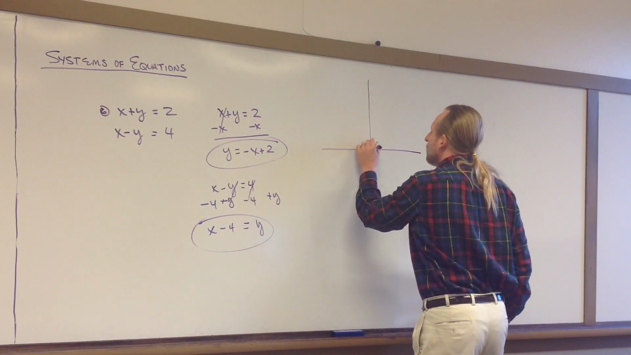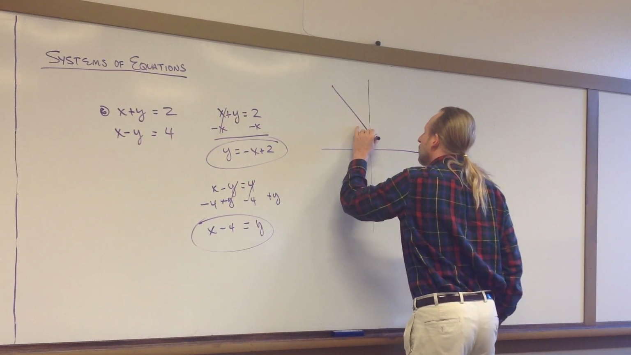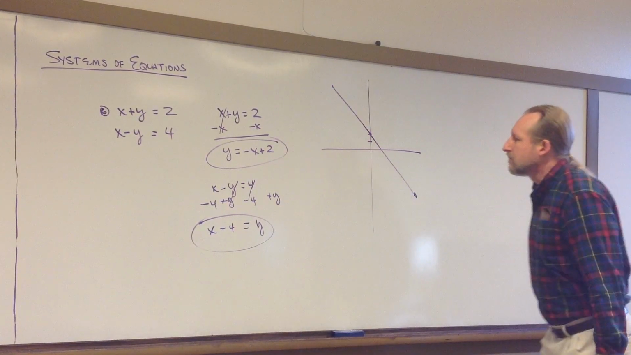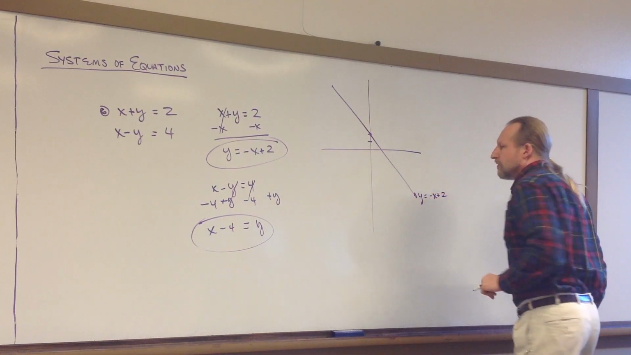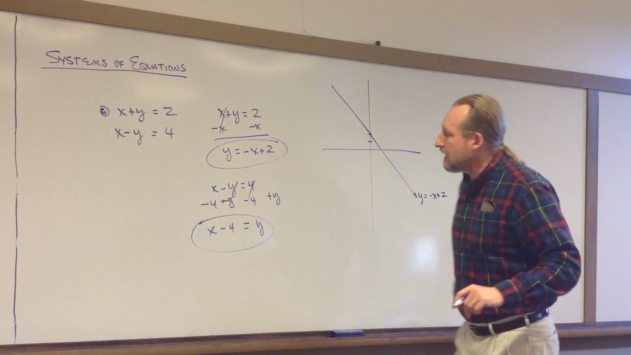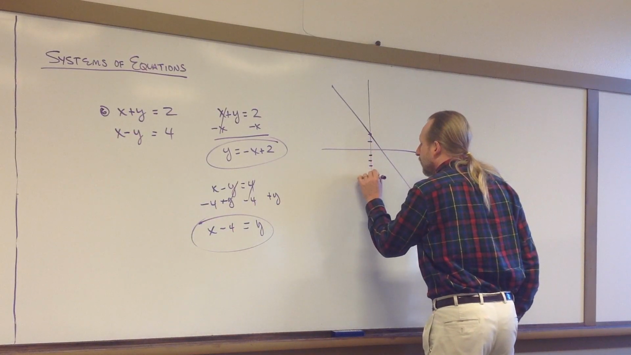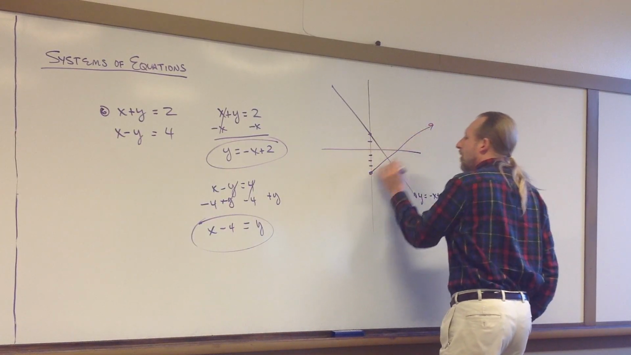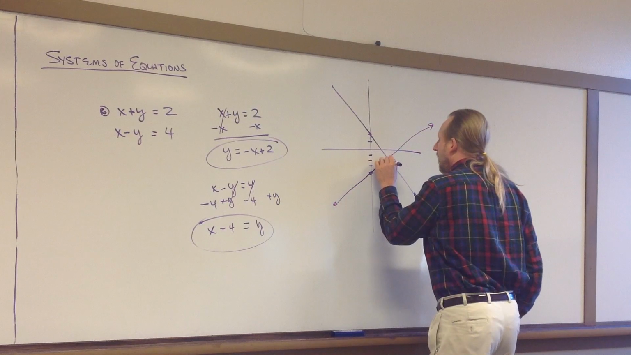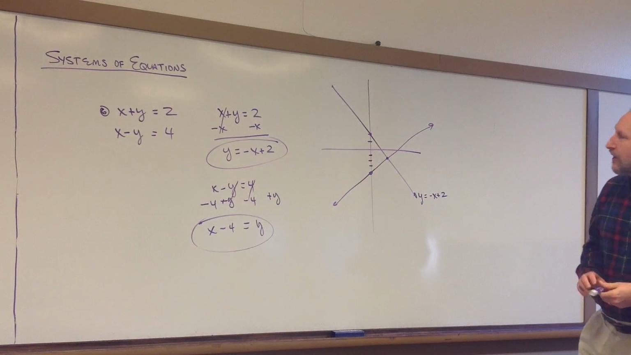So the first one, we've got a y-intercept of positive 2 and a slope of negative 1. So that's y equals negative x plus 2. And then this one, y equals x minus 4. So we go down to the point 0, negative 4, and this one has a slope of 1. And that's our solution. That's the point that satisfies both of those equations.